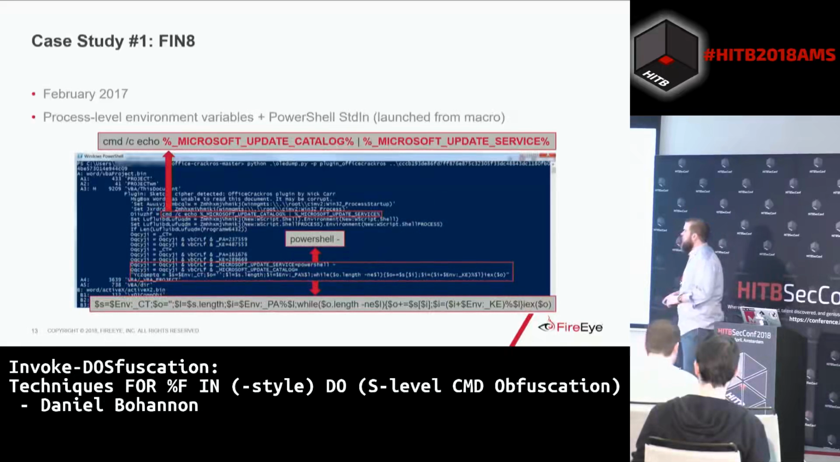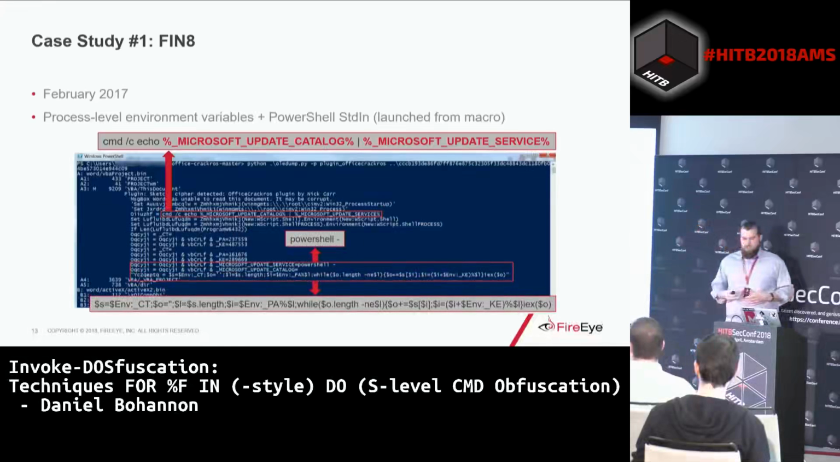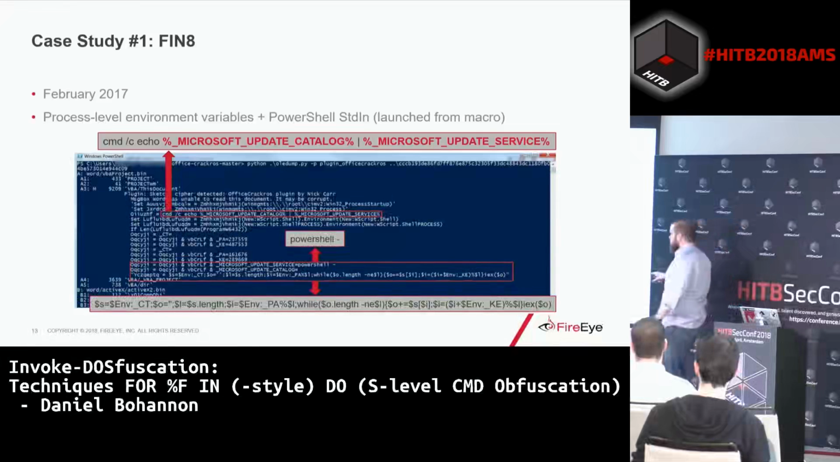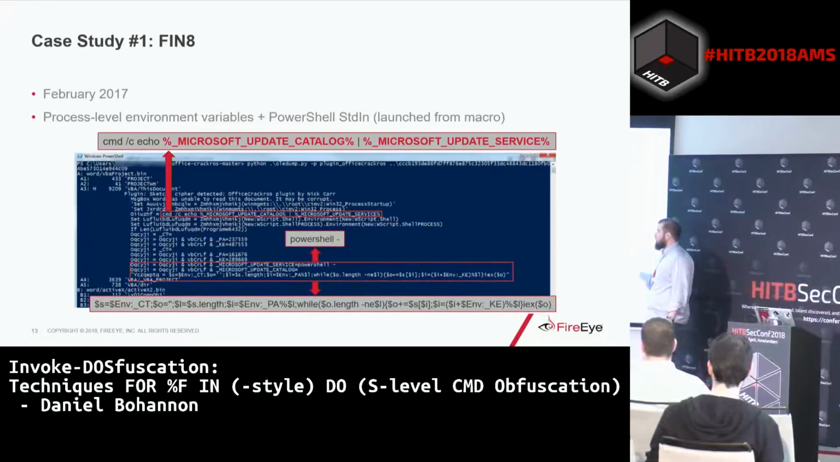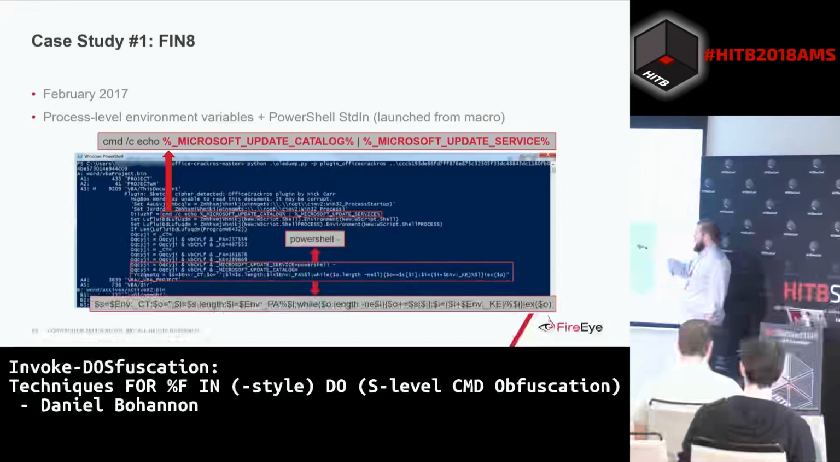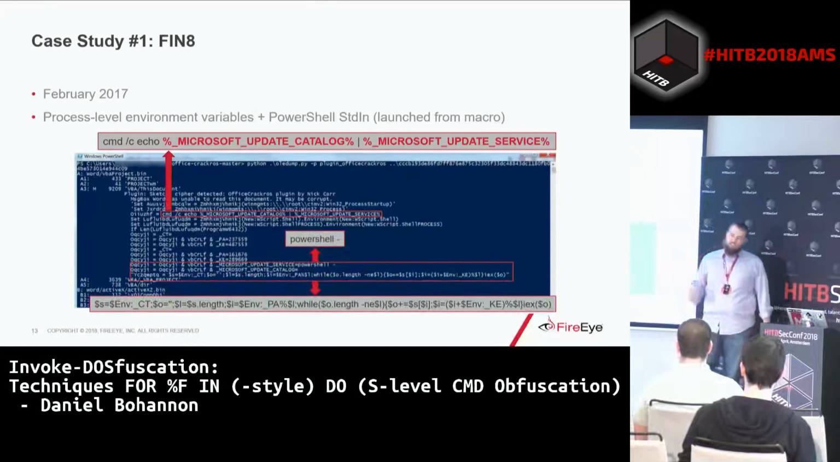So last February, we saw FIN8 using this technique, and this was basically in an obfuscated macro. What they're doing is they're basically setting this PowerShell command. They're using environment variables at a lot of different levels. So this bottom one is their PowerShell command, which they're putting in one environment variable, Microsoft Update Catalog at the top. And then they're putting this PowerShell dash, which is going to say run PowerShell, but take the command as standard input. They set that into the second environment variable, and they do cmd /c echo %var1% pipe %var2%.